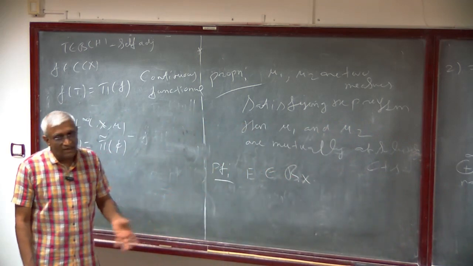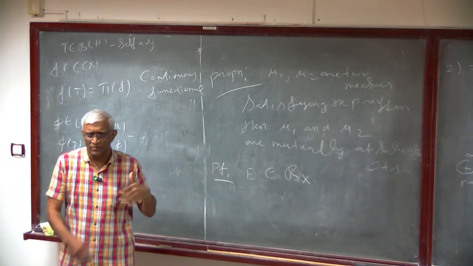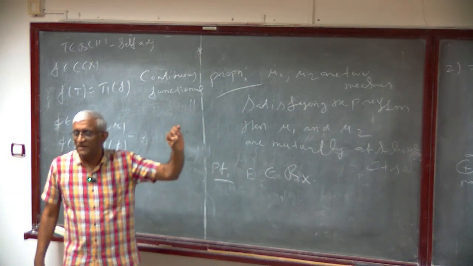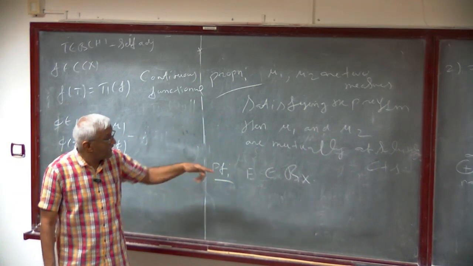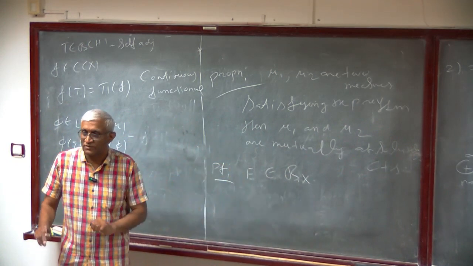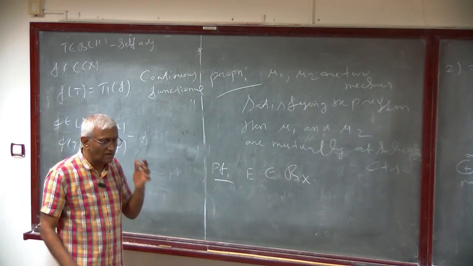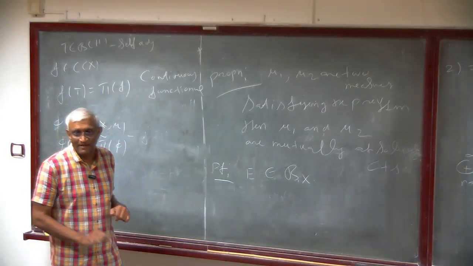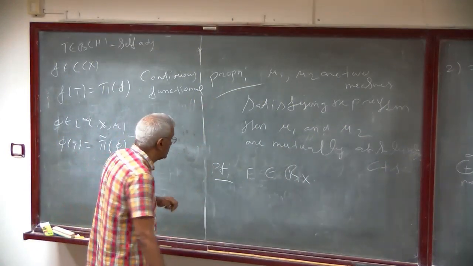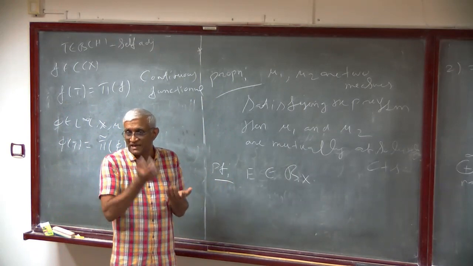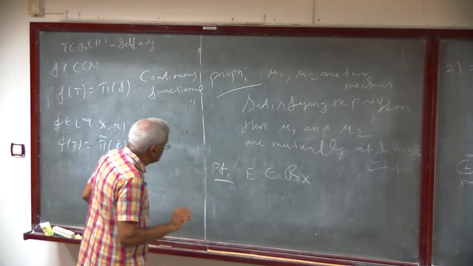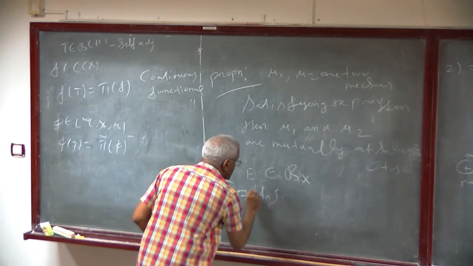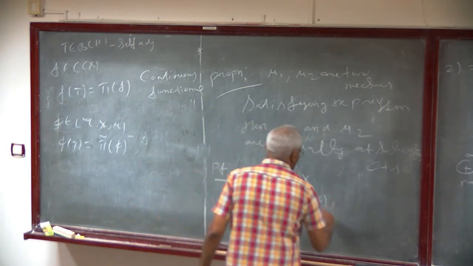We already proved that C of X, continuous functions, are dense, and it uses the regularity. Continuous functions are dense in L2, not in L infinity. They are only dense in L2. L infinity is something much bigger. In fact, C of X is separable, L infinity is not separable.